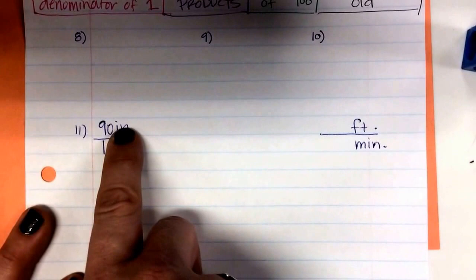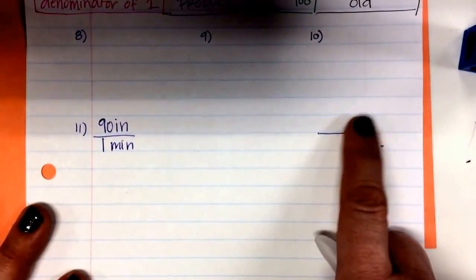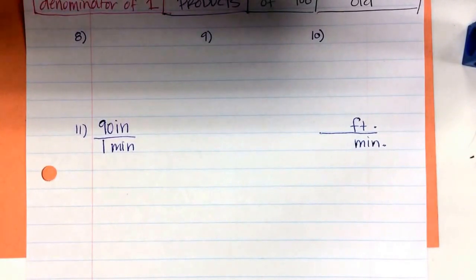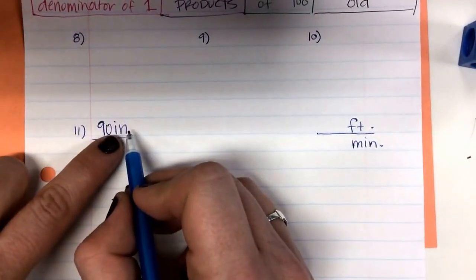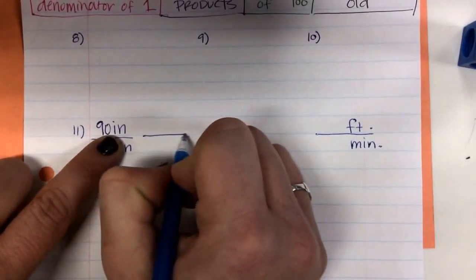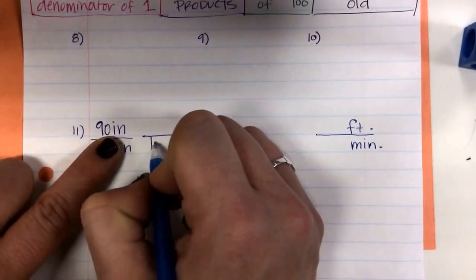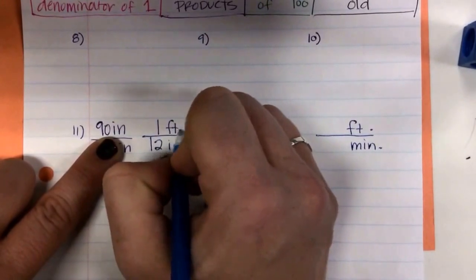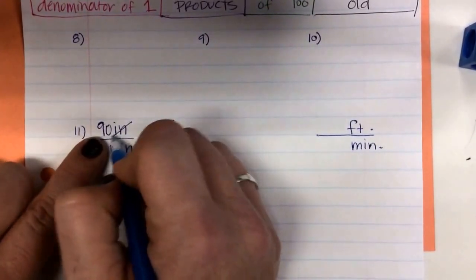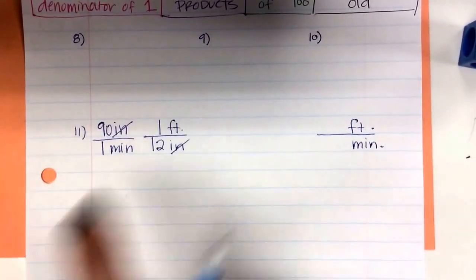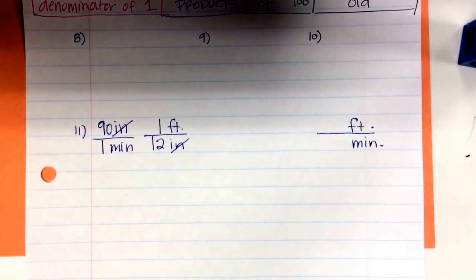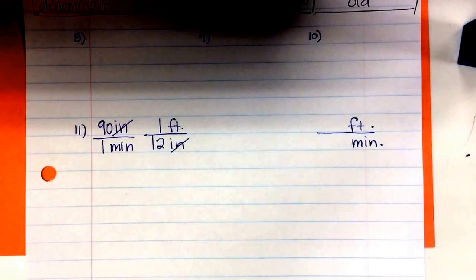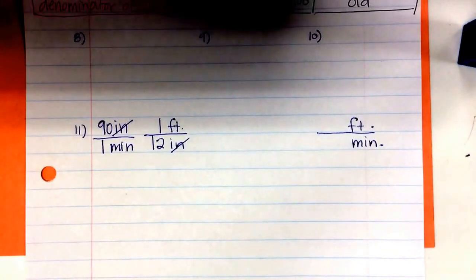So what do you know about inches and converting inches to feet? Safi, what do you know? 12 inches is 1 foot. So we make our inches diagonal from each other so they cancel out. 12 inches is 1 foot. And my inches cancel out. So now what's my label in the numerator? Feet, which is what I want. What's my label in the denominator? Minutes, which is what I want.